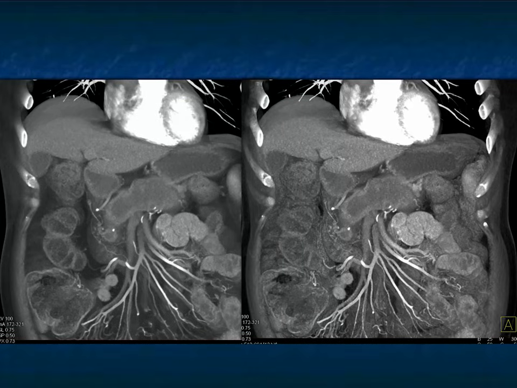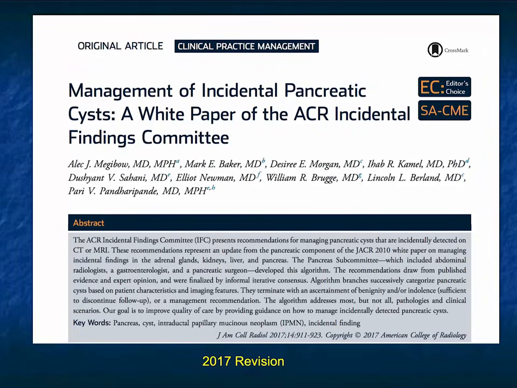Here is the same case on the 3D imaging, volume rendering. Again, thickened wall irregularity. This patient is going to get a pancreatectomy because in my mind, that looks like a tumor and it's a main duct IPMN, and all main duct IPMNs are going to get resected. And with the thickened wall and everything else, it's particularly worrisome.